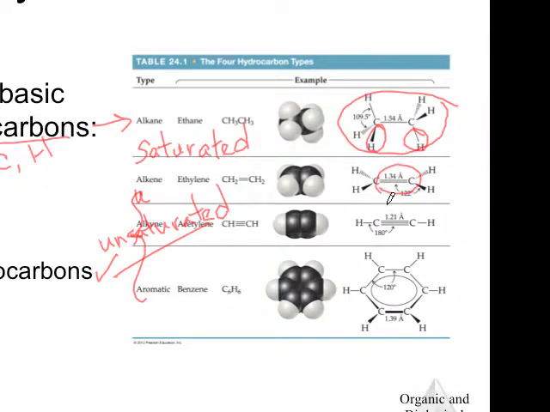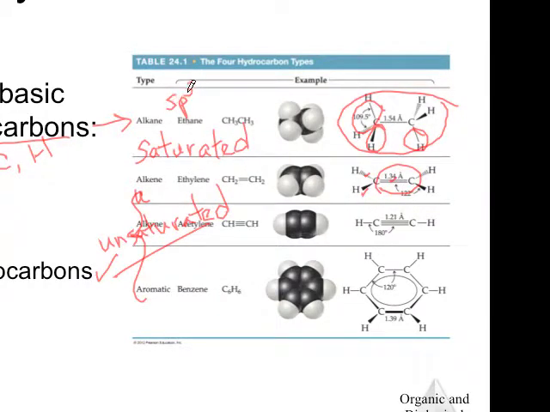So let's review what we said in the previous slide. If I've got all single bonds, there's the bond angle that tells me we are sp3 hybridized because I've got all single bonds, all sigmas. When a double bond is present, I need one, two, and one of those bonds in the double is a sigma.